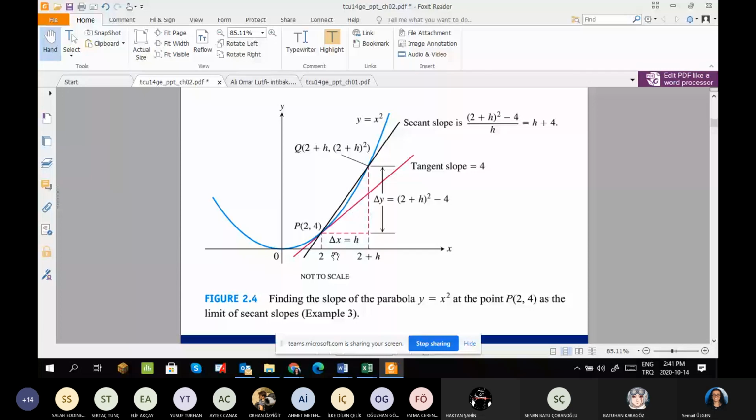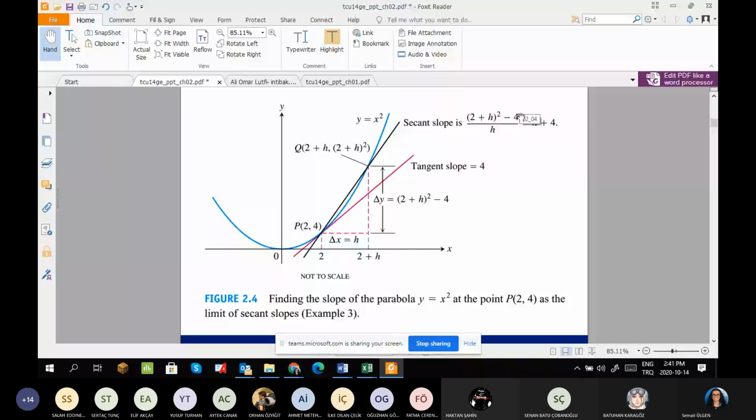If your h is small enough, then this point 2 plus h is coming here, your Q is moved here, and your secant line is very close to the tangent line. Okay, so what is delta y? Delta y is f of 2 plus h minus f of 2. f of 2 plus h is 2 plus h squared, because our f is x squared, right? Minus f of 2. f of 2 is 2 squared, which is 4.